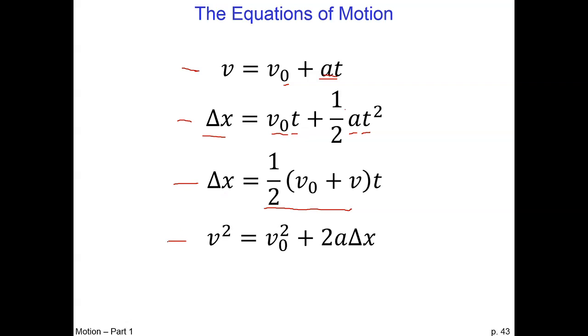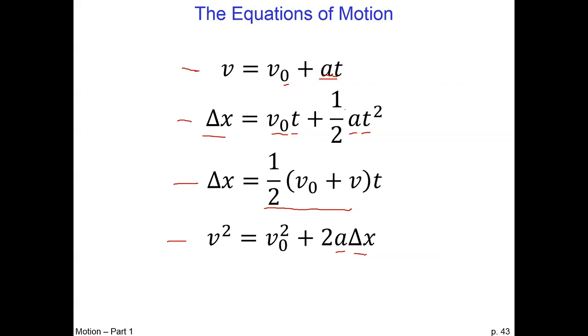And then our last one here: the final velocity squared is equal to the initial velocity squared plus 2 times the acceleration times the change in position. So this equation is mostly useful for some of the more complex free fall problems.